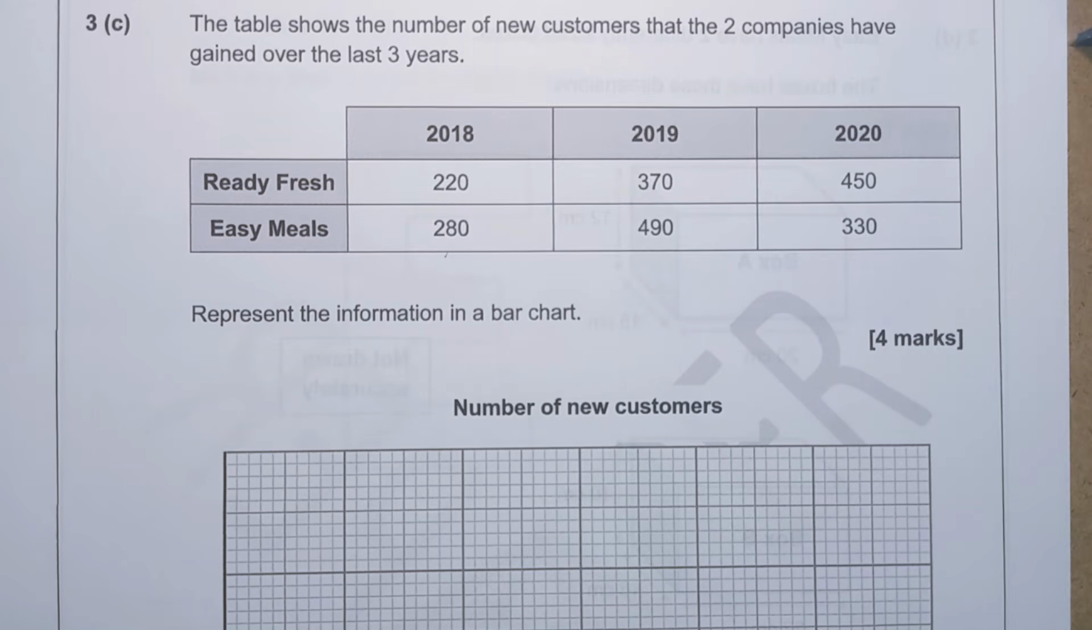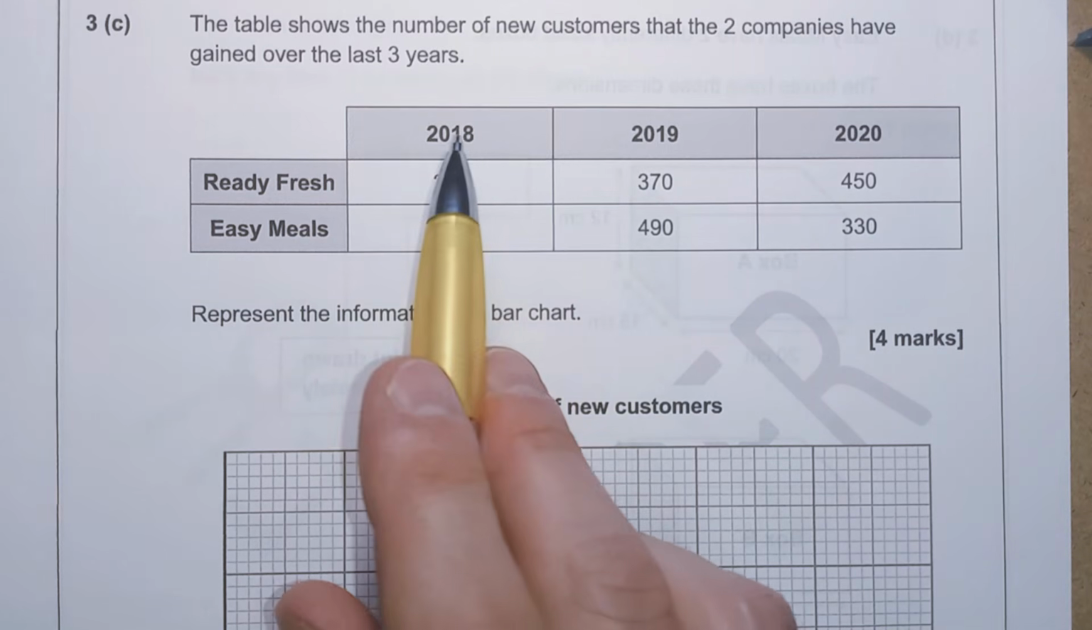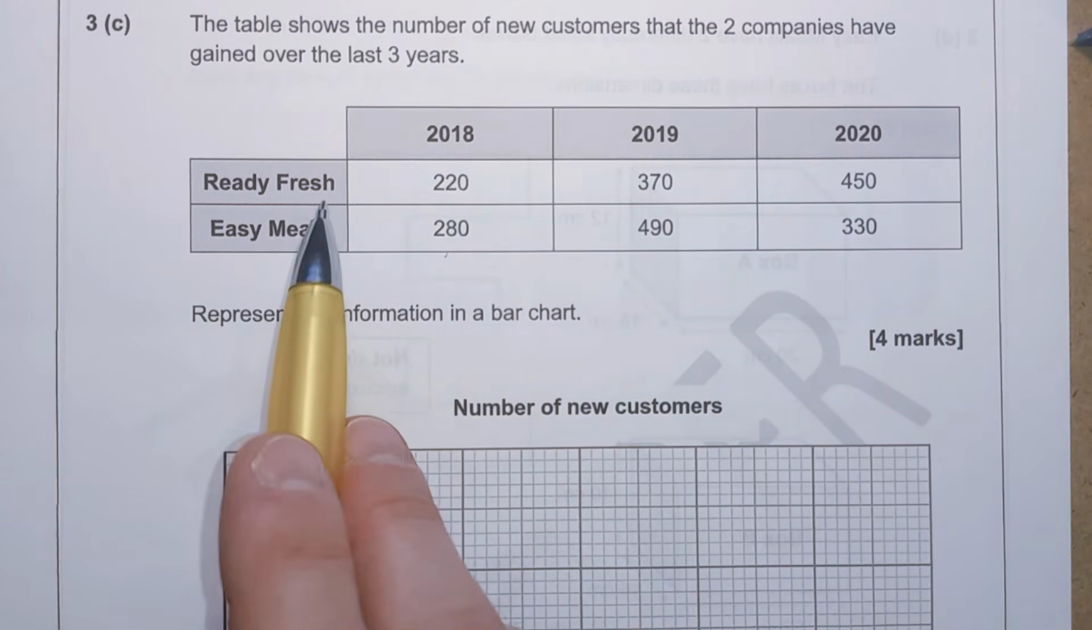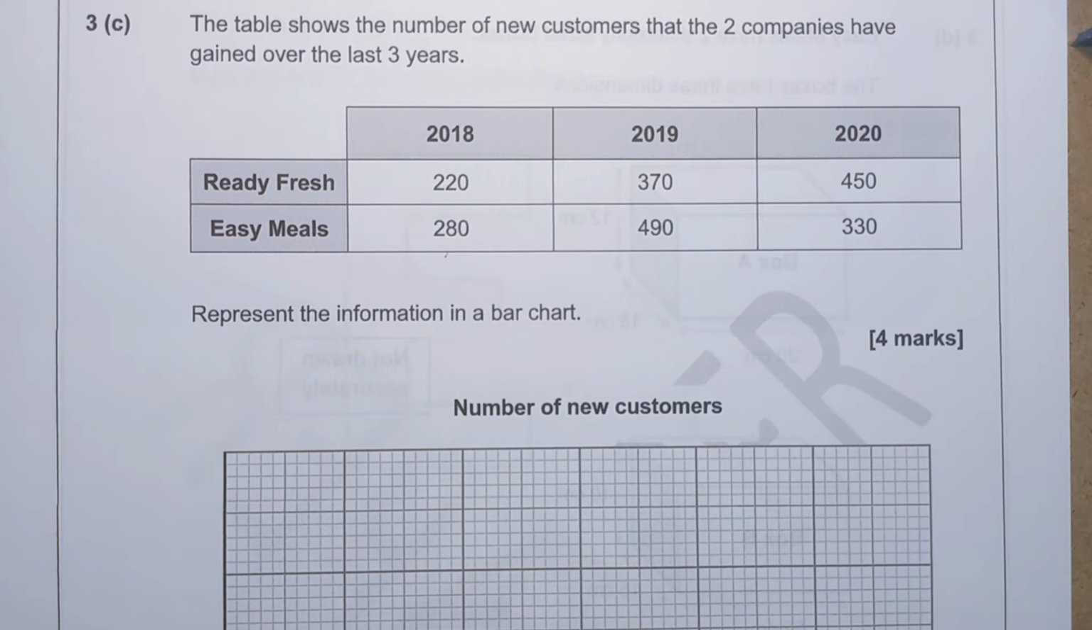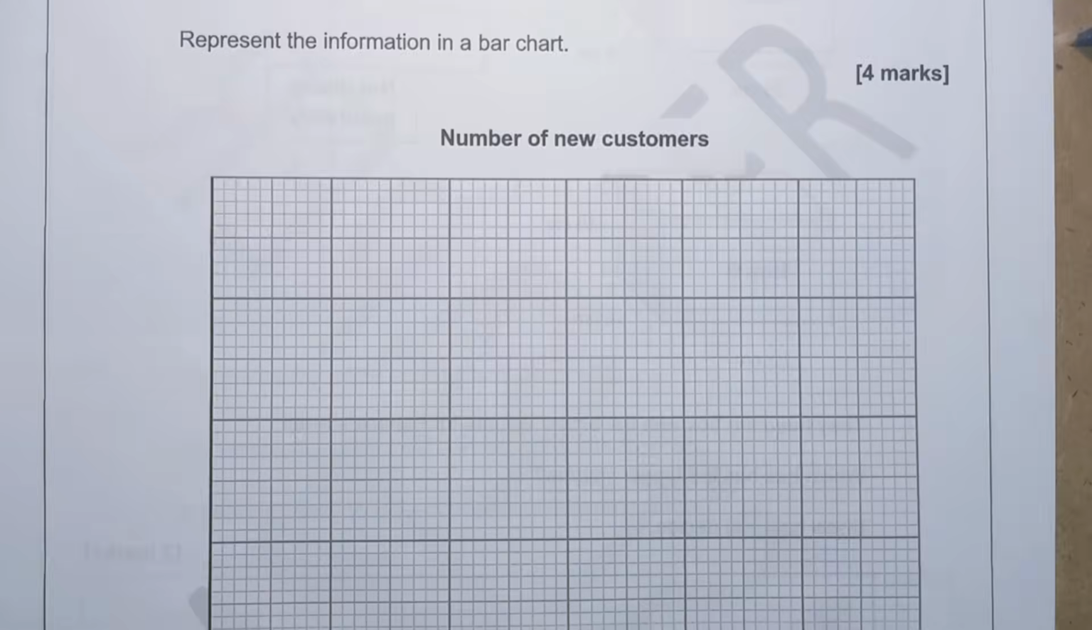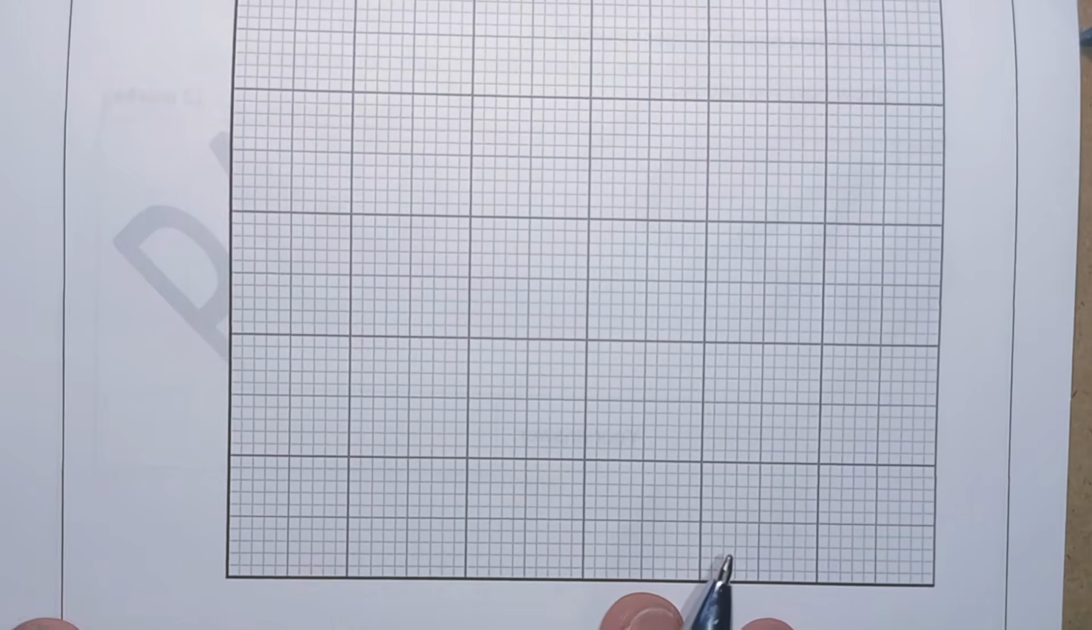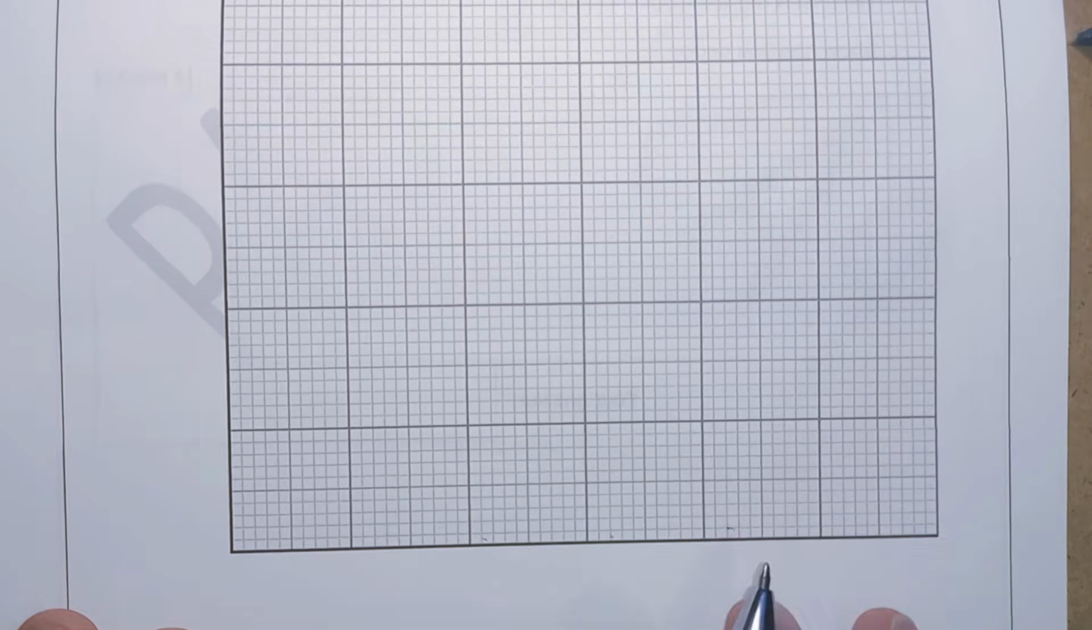Okay, so they've given us the graph paper. So we know we're going to need 3 columns, but actually we're going to have them split between Ready Fresh and Easy Meals. So we really want 6 columns. Okay, so let's have a look down at the bottom here. Well, we've got 1, 2, 3, 4, 5, 6 big boxes.